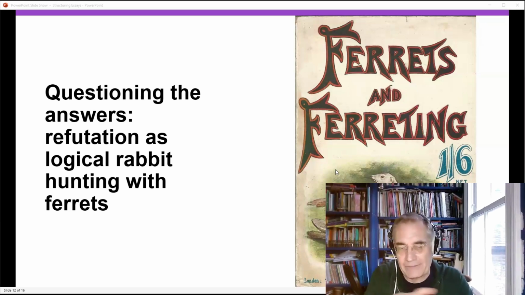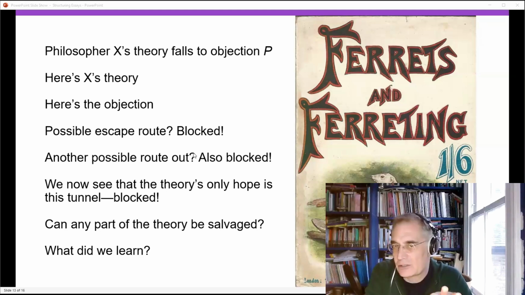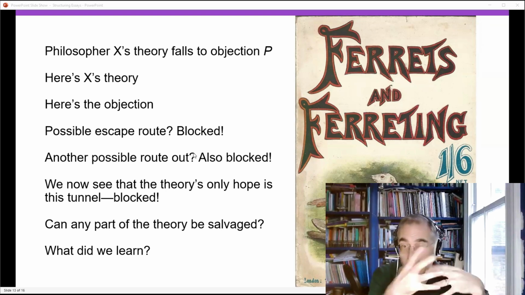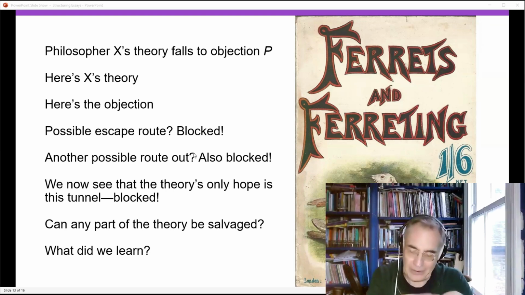Refuting an interesting philosophical theory is like that. So an essay of this sort, if you're in the business of showing why some theory doesn't quite work, wants to have this kind of structure. You say, look, my essay is going to explain to you that philosopher X's theory falls to some objection P. P for proposition, right? So obviously the first thing you do is lay out X's theory, and you lay out the objection. Well, then you have to think, what's the possible escape route? So the next paragraph, you might think that philosopher X can escape from objection P by making these moves or making this small adjustment. But no, I'm going to show you that that doesn't work.